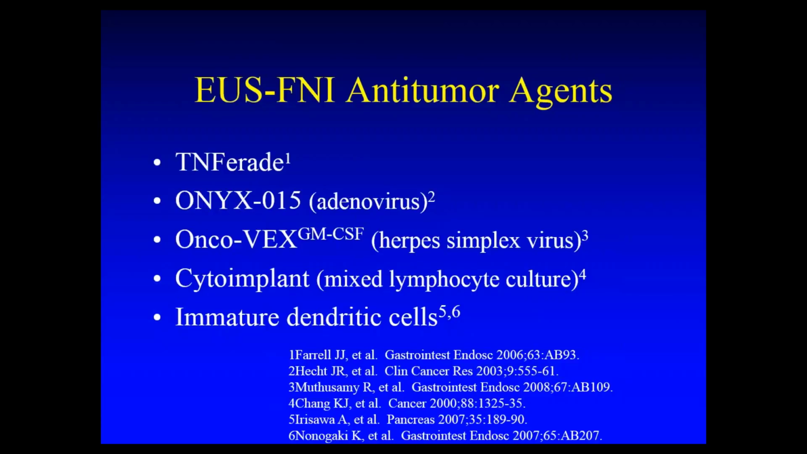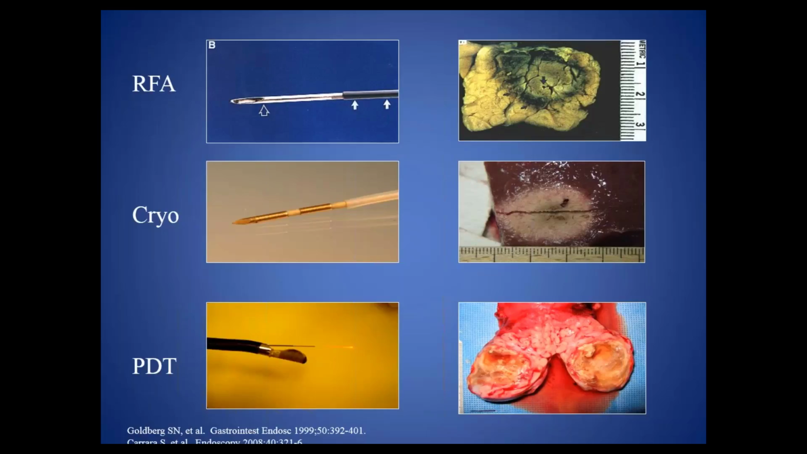There are other ablation techniques that we are currently using, mostly on animal models. The use of RFA, cryotherapy, and PDT, pretty much using the FNA needle as a platform for you to deploy these ablation techniques to treat underlying neoplasm, such as a pancreatic cancer. We're not quite there yet. I think we're still a few years away, but this is definitely a very exciting area of the future of EUS.